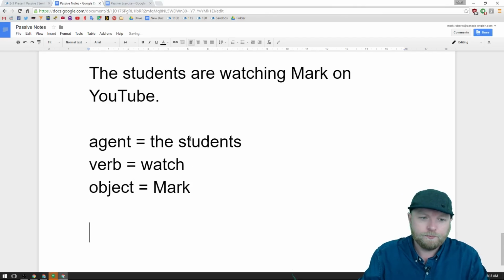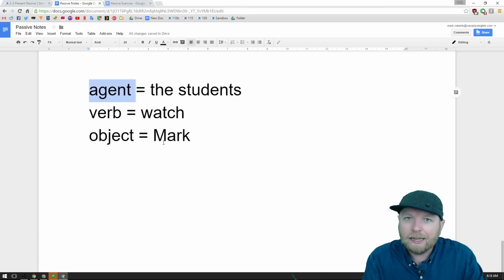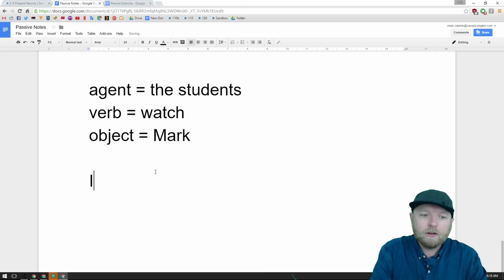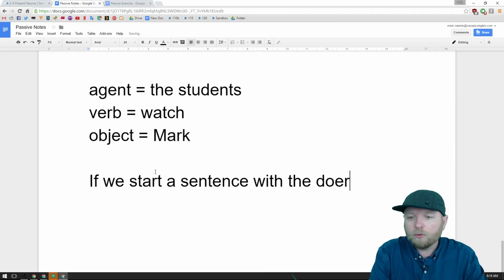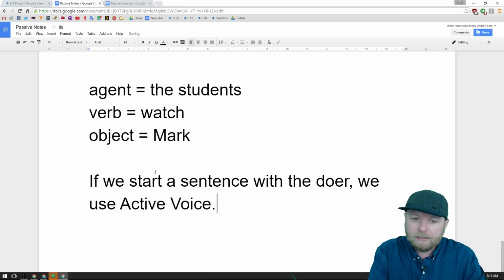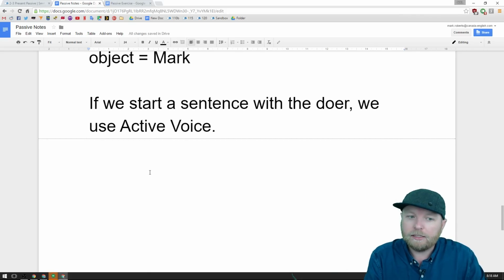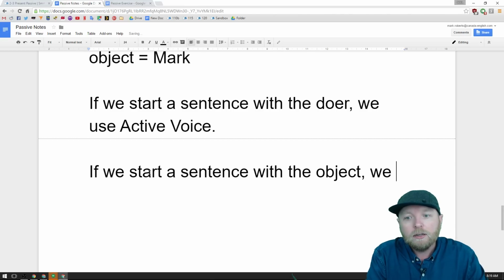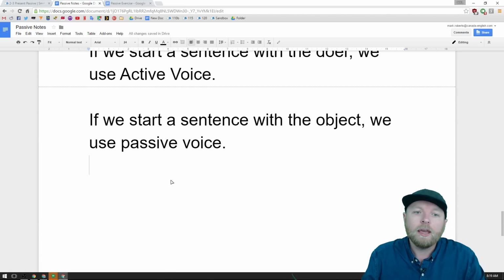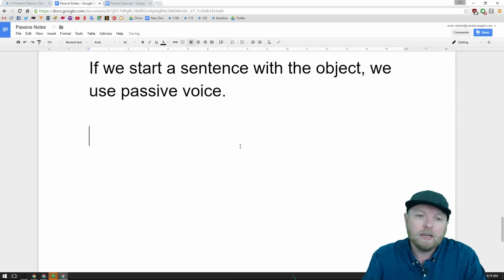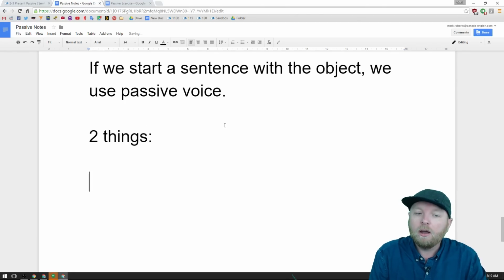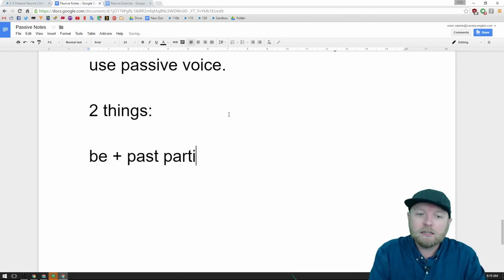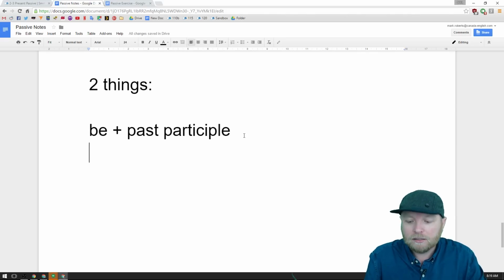So, if we start a sentence with the doer, we use active voice. This is easy for you guys. But if we start a sentence with the object, listen Paul, listen Rosa, here we go, we use passive voice. So how do we use passive voice? Passive voice is actually really easy. In passive voice, we always need two things. Are you ready? Be and a past participle.